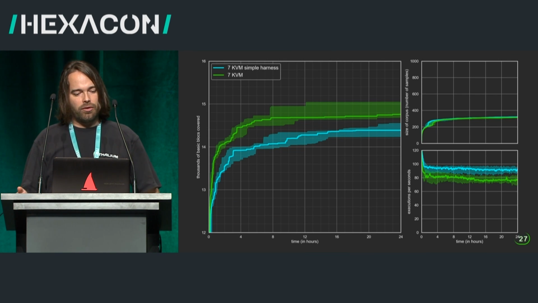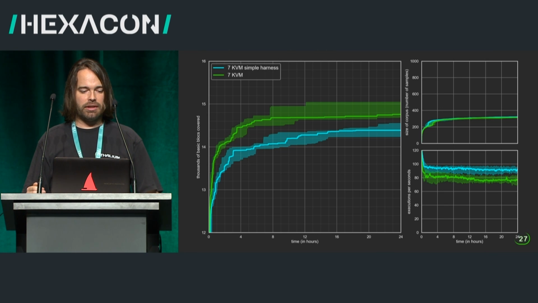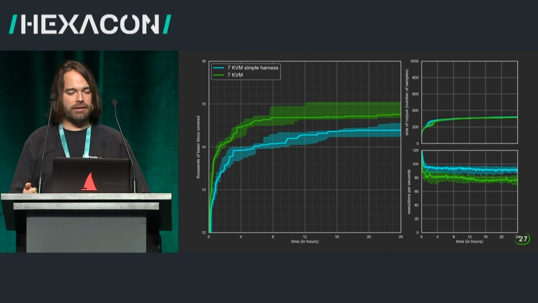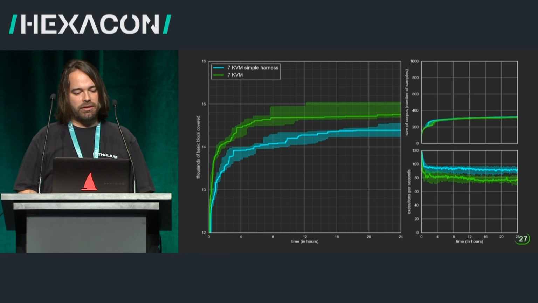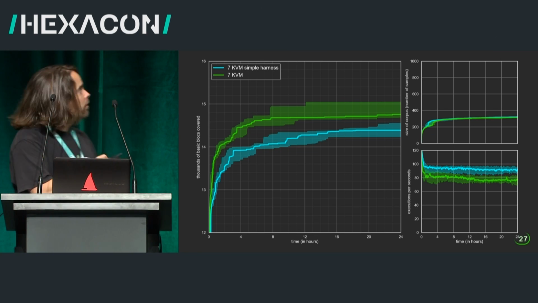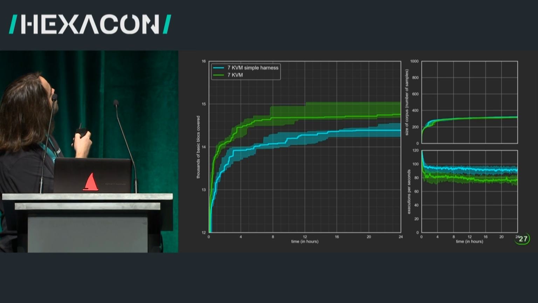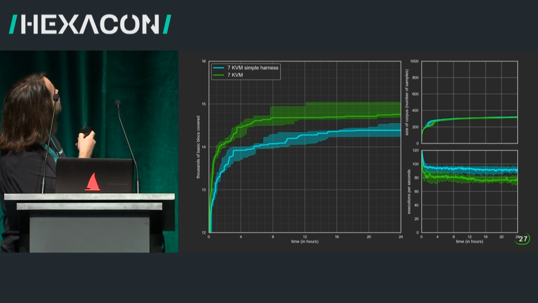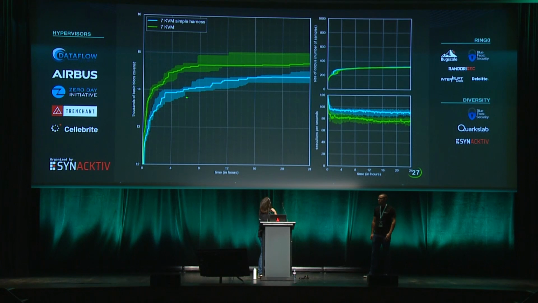So this is a curve we got. There is a slight improvement in the number of basic blocks covered with one manager again and 7 KVM backends. And the interesting part is that the time to reach the number of basic blocks covered by the blue curve in 24 hours is here in less than 4 hours.